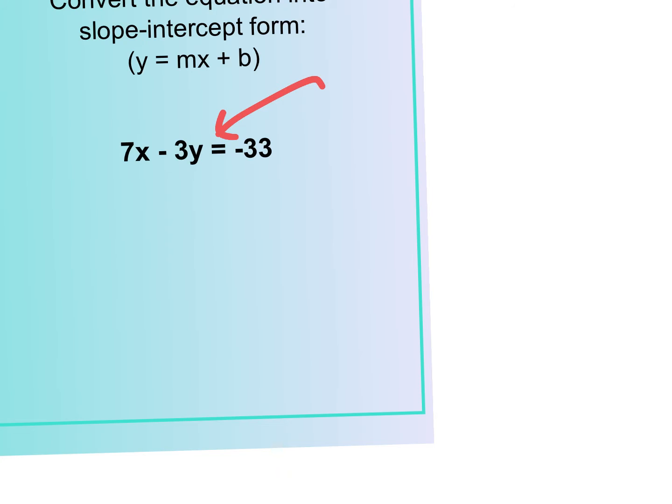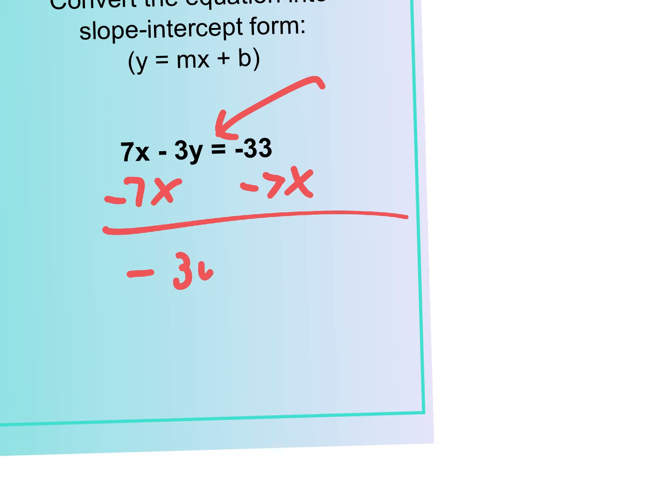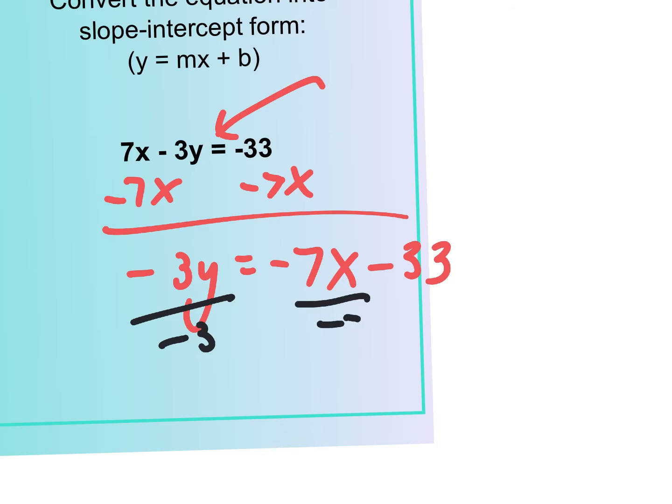Awesome. Somebody's done already. Just one step at a time. Olivia, can you tell me the first step? You subtract something. 7x. Yes, subtract 7x. And then I have negative 3y equals negative 7x minus 33. Hazel, can you tell me the next step? You divide by -3. Yep.